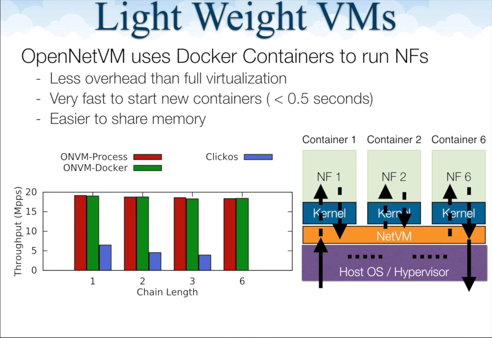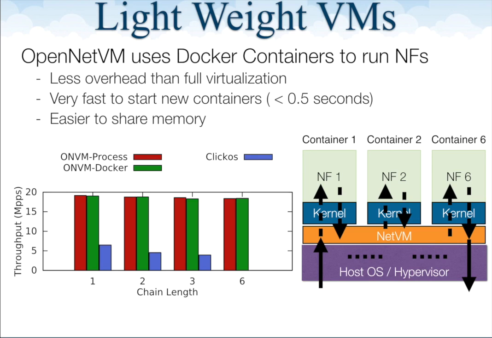So here's some performance results that show how this improves things. We're using Docker containers to run our network functions, and here we're adjusting the length of a chain. So whether you just have a single NF all the way up to having 6 NFs together in a chain. And we compare in the red bar, just running OpenNetVM, but there we're actually not using the containers at all. We're just running individual processes for each of these network functions. And the green bar shows what happens if we put the network functions inside Docker containers. And you see that there's essentially no difference between the two.